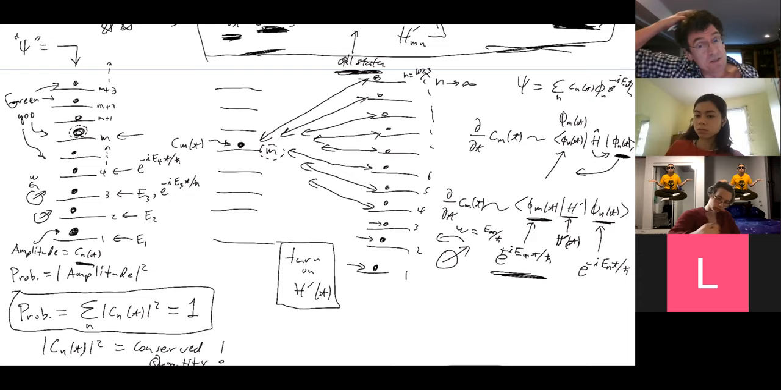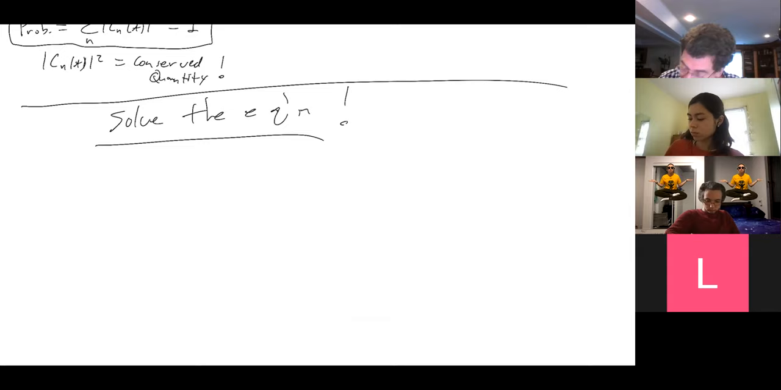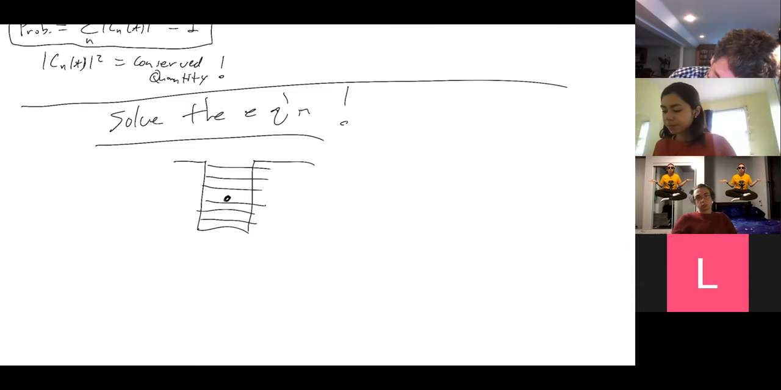Okay. So now we're going to solve this equation. So let's think of it like this. Let's go back to our original picture, and now in the context of this new visualization, let's reimagine what's happening. So here we are. This is our box. We're living in some box. Let's assume that we're here in this state, the kth state, all right?